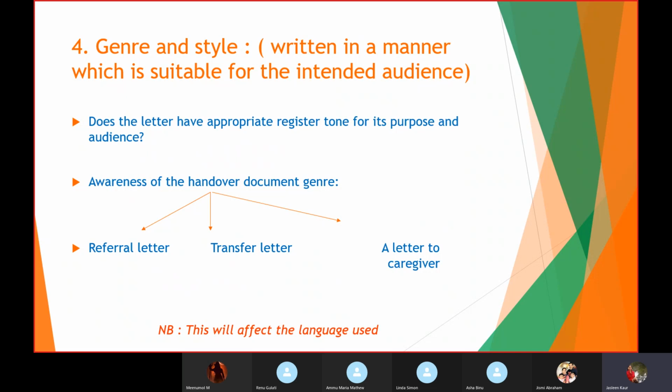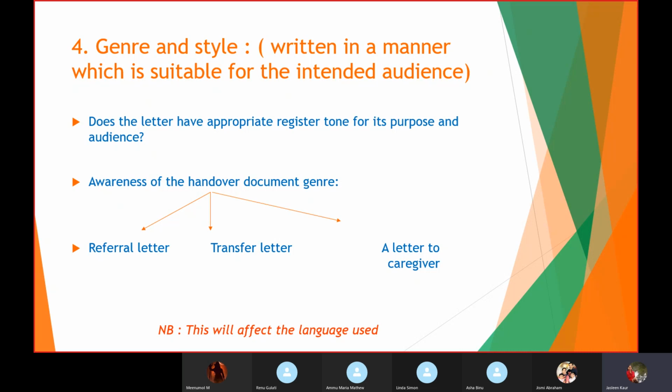Okay, so especially you have to keep in mind while handing over that it is different in a referral, a transfer, and a letter to a caregiver. It all matters, a discharge letter is different, like that. So all the information is different. The style of writing referral and transfer is almost similar. However, a discharge letter is entirely different because it's a known case. And in transfer also, a person is moving from one place to another. He's not going to come back to me.